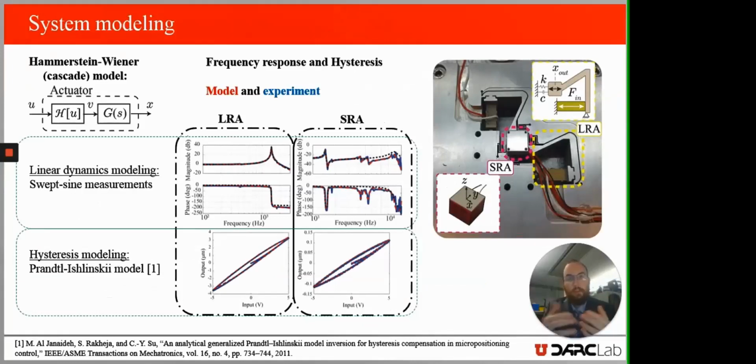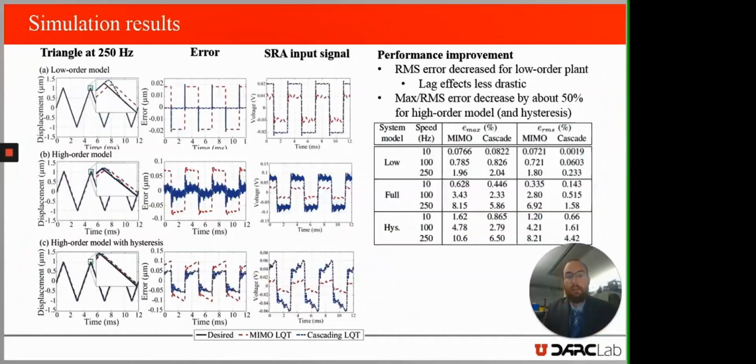This concept is demonstrated through simulations conducted on dynamic models of a dual-stage nanopositioner. Linear dynamics are modeled through swept sine measured frequency responses for both actuators of a single axis, and hysteretic actuators are modeled by cascading a Prandtl-Ishlinskii model with those linear dynamics. Both LQT controllers are calculated for low-order linear models of the system with similar performance index weights.